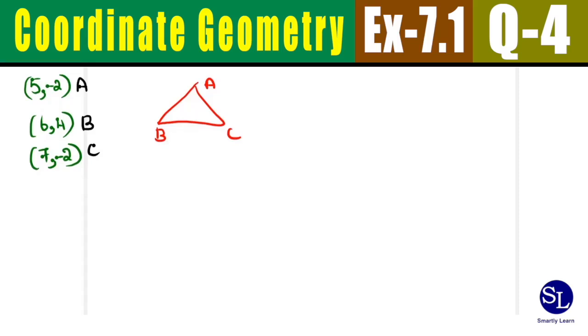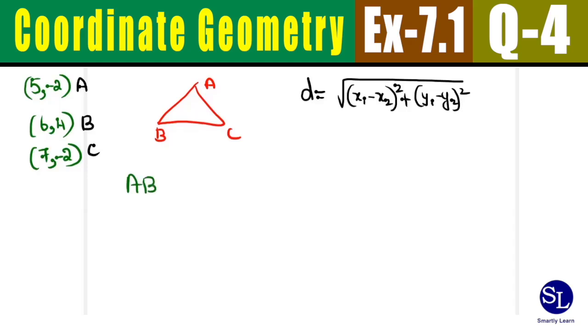So let's first write down the distance formula for use. Distance is equal to square root of (x1 minus x2) the whole square plus (y1 minus y2) the whole square. Now let's calculate the distance AB. In this case, I'm going to treat the vertex A as x1, y1. So 5 minus 6, because this is going to be the second vertex. So (5 minus 6) the whole square plus (-2 minus 4) the whole square.